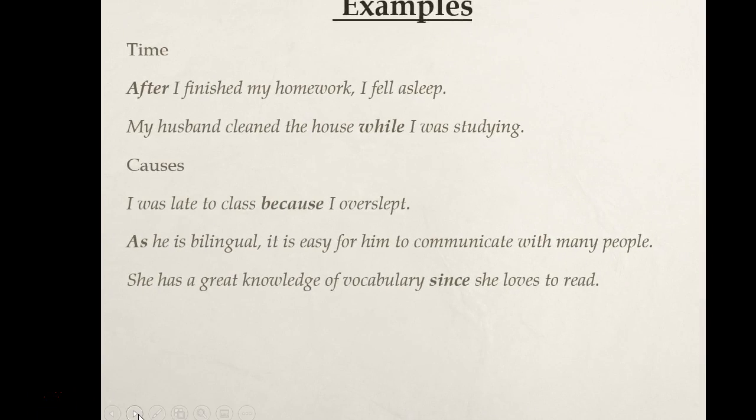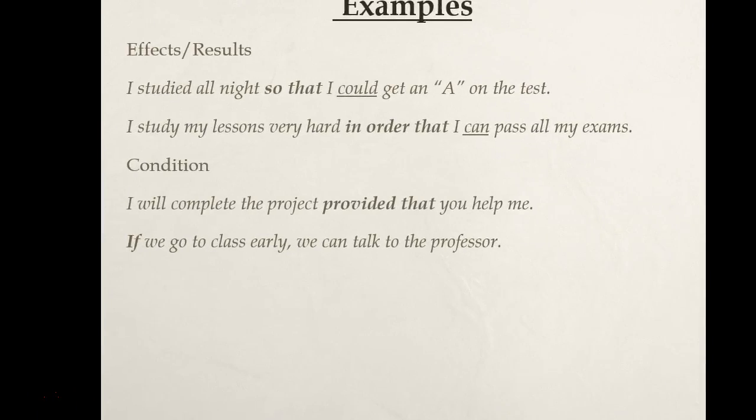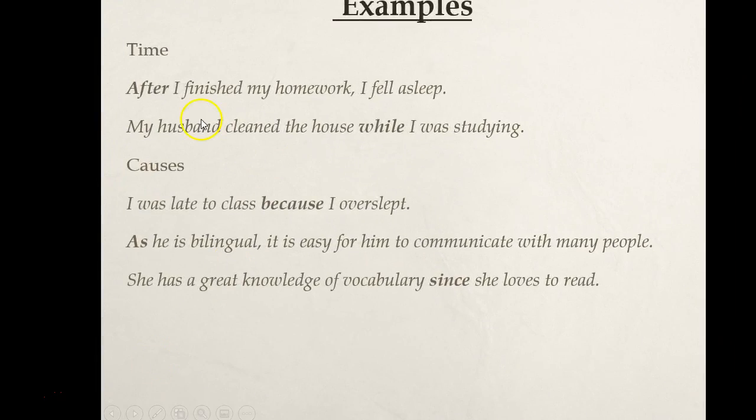Okay, and here are some examples. Whoops, what's going on? Okay, let's go back. So here are some examples of subordinating conjunctions that show time relationships. After I finished my homework, I fell asleep. My husband cleaned the house while I was studying.